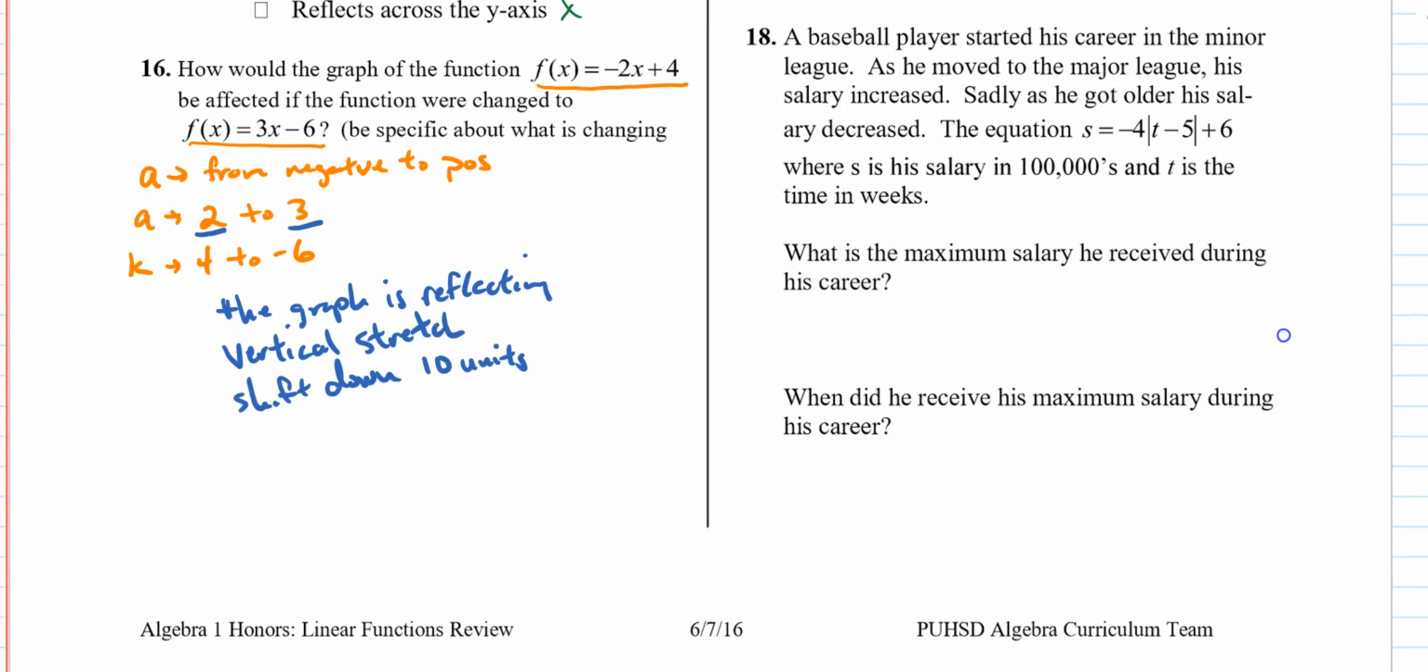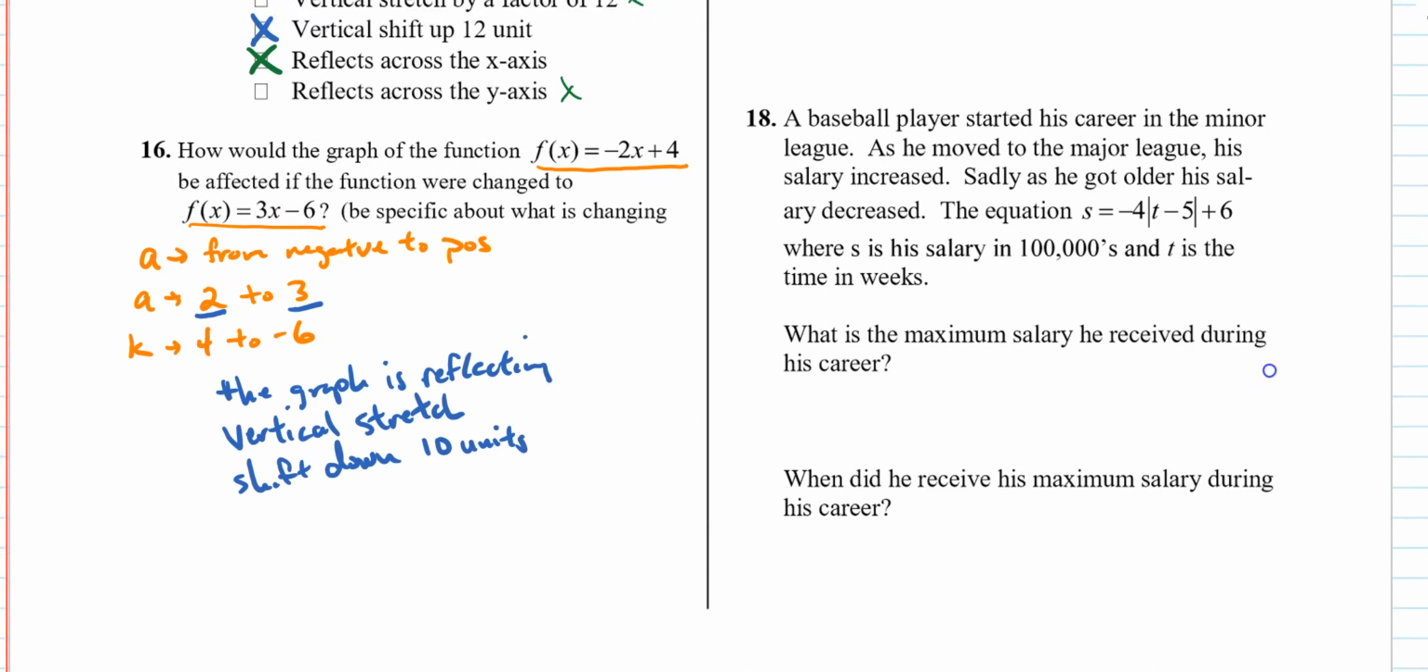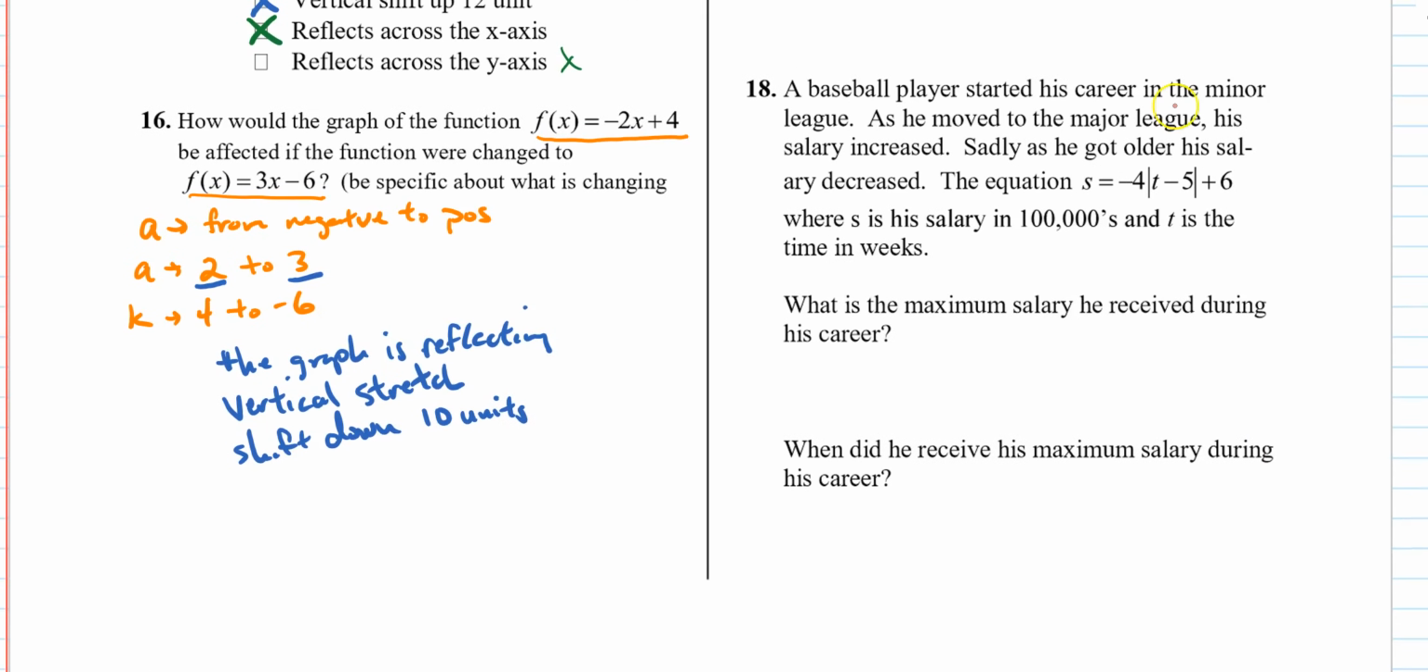And moving on to the last problem. Baseball player started his career in the minor leagues. As he moved to the major leagues, his salary increased. Sadly, he got older. As he got older, his salary decreased. The equation S equals negative 4 times the absolute value of T minus 5 plus 6, where S is a salary in hundreds of thousands and T is time in weeks. What is the maximum salary he received during his career?